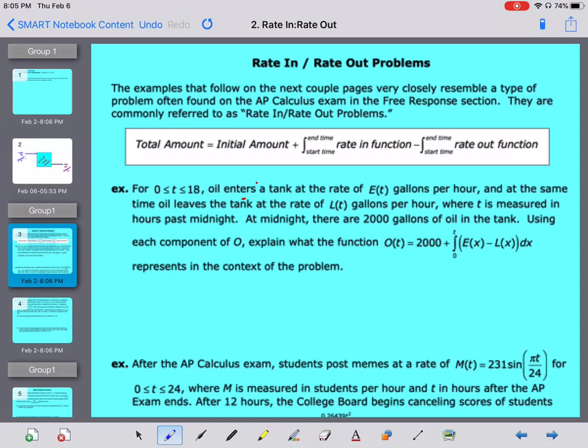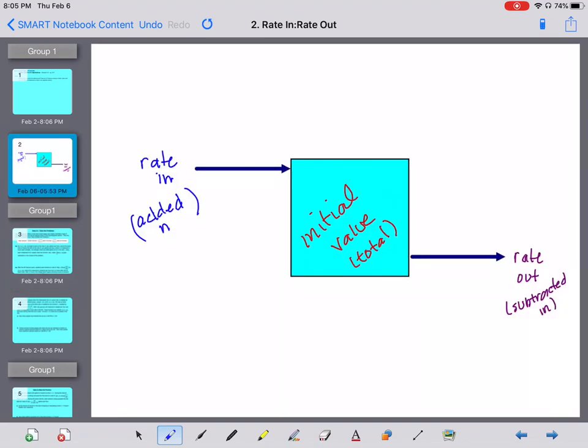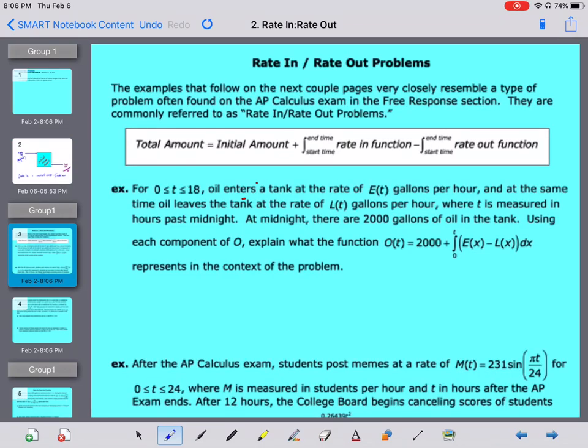Just like in my model, in order to talk about a total value, remember we integrate a rate. So we're going to integrate our rate in, and this is something we're adding to our initial value. And then we're going to be subtracting out our rate out. When we arrange this, that's what creates the equation at the top.